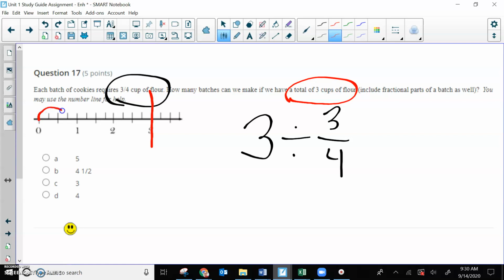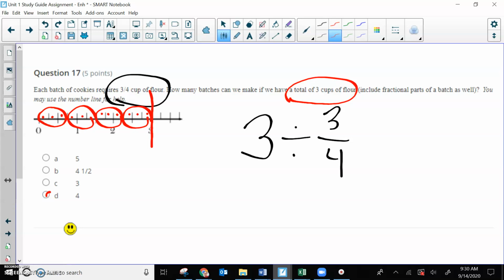Well, here's one group of 3/4. I'm going to circle that. It's just 1/4, 2/4, 3/4. Another 1/4, 2/4, 3/4. So there's a group 1/4, 2/4, 3/4, and 1/4, 2/4, 3/4. So I have 4 groups, and that's going to be my answer.